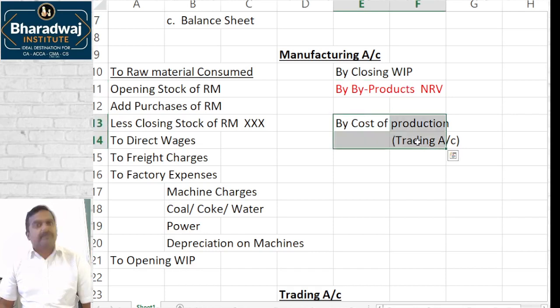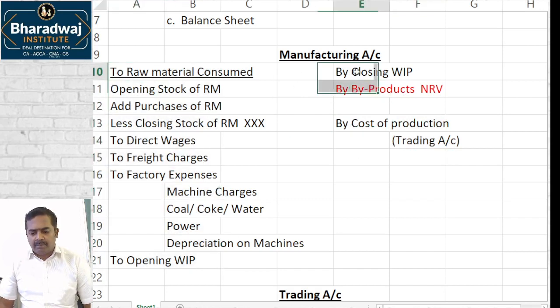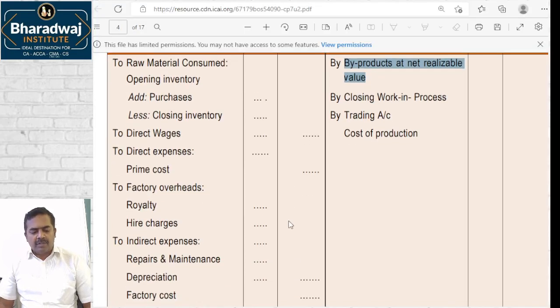Balance is known as which one? Cost of production. Very simple. Charge all the expenses, debit opening WIP, credit closing WIP. Byproducts are recorded at what value? Net realizable value. Balance is known as which one? Cost of production charged in which account? Trading account.